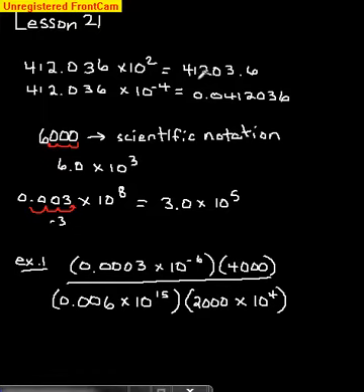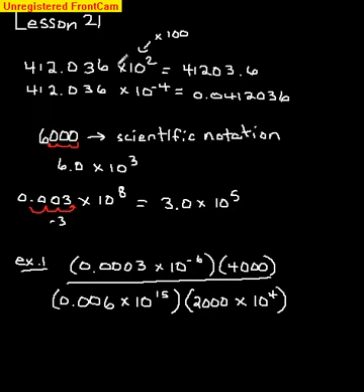This is supposed to be a review, so they jump in your book pretty much right to the first example, but let's just talk about what scientific notation is. First of all, if we have something like this, 412.036 times 10 squared, this is the same thing as multiplying the number by 100. So when you multiply with a positive exponent, your number is going to get bigger. And you don't have to put that in your calculator.